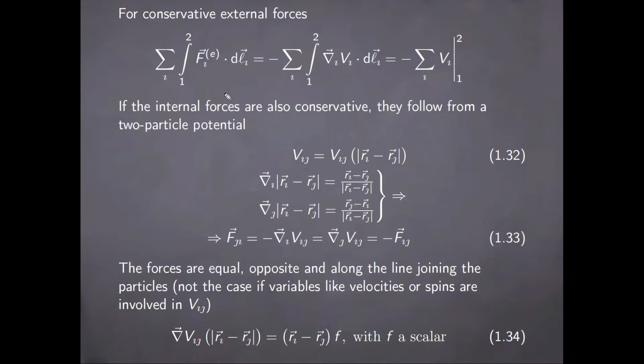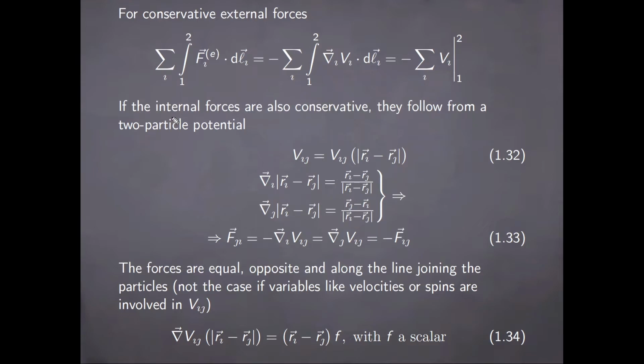Now, for conservative external forces, we can write each integrand as the gradient of a scalar function, and we obtain the immediate result that the total work must be equal to the difference in potential energy between the endpoints of the path for each particle and summed over all the particles in the system.